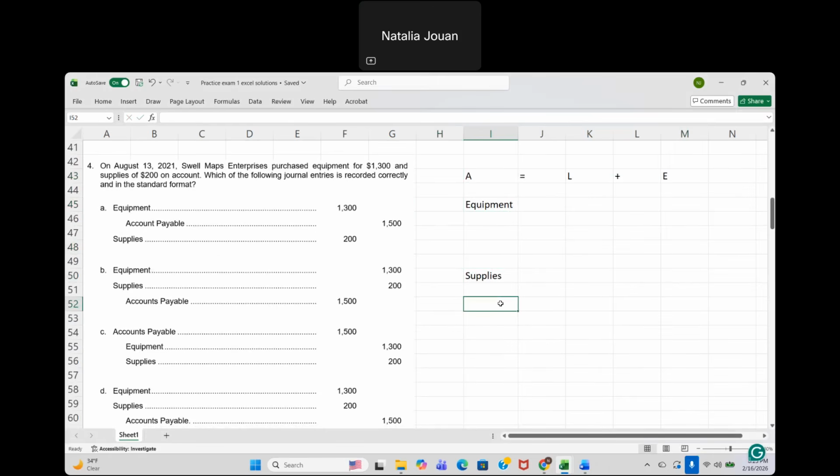And what else is happening? We're paying on account. Remember, on account is either a receivable or a payable. But if we're buying, it's a payable, not a receivable. They don't give you receivable as an option, but bear that in mind. We're buying something, so it's an accounts payable. If we owe, it's an obligation, and if it's an obligation, it's a liability. Remember, if it's a right, it's an asset. So now we have a liability, accounts payable.